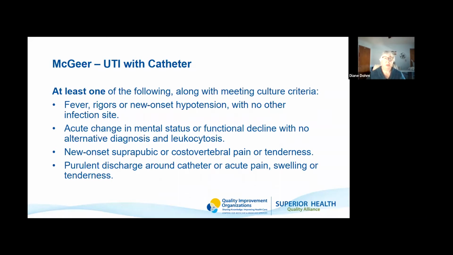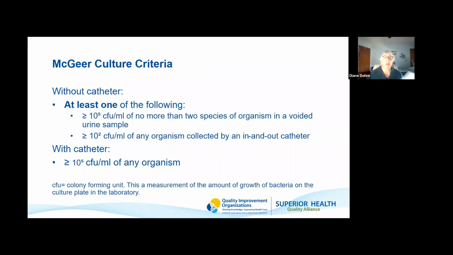Again, note that in both of these definitions, it's acute changes, new onset of pain, something that's different from the norm for that resident. When we talk about the culture criteria that has to be met, the definition is really based on the amount of growth of bacteria when it's grown out in the lab. That's called the colony forming unit, or a CFU.